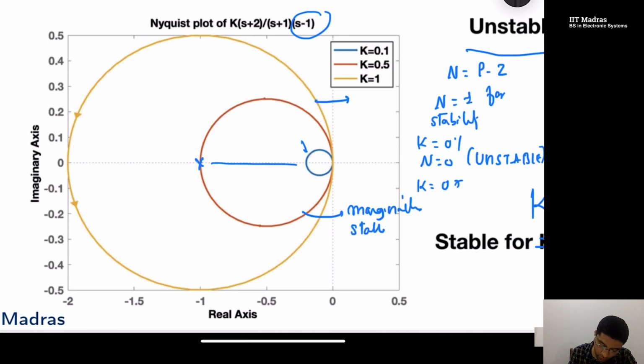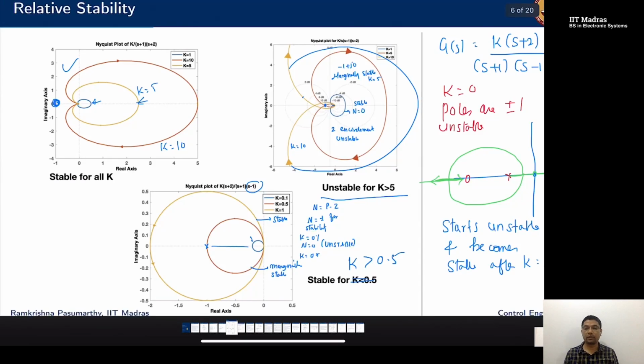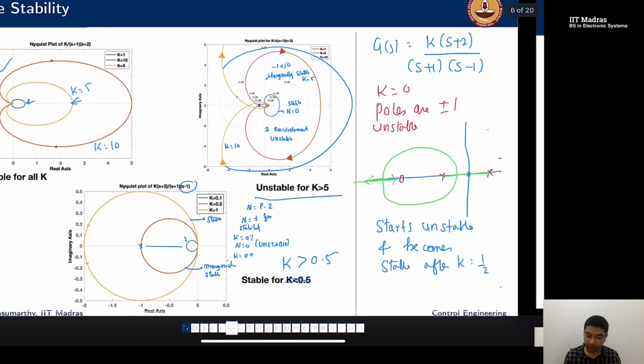For a value of k equal to 1, I encircle the point -1 plus j0 once, and this results in a nice stable configuration. This brings us to the notion of how relatively stable my system is. In one case, the system was stable for all k. In another case, the system was stable until k equal to 5. And in the third case, the system was stable after a certain value of k. In the second case, it started stable and became unstable. In the third case, it started unstable and became stable. In the first case, it started stable and remained stable for all gain k.